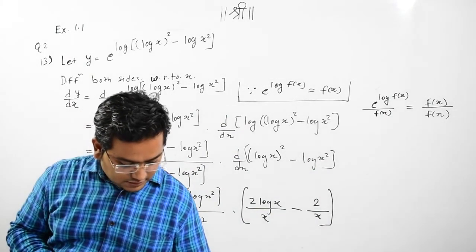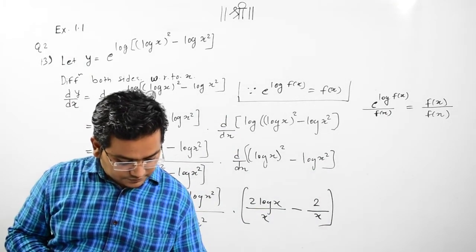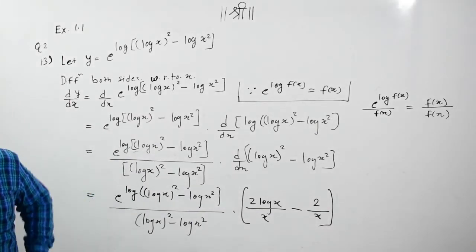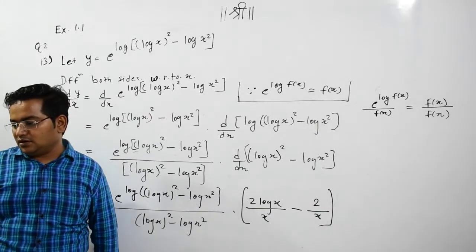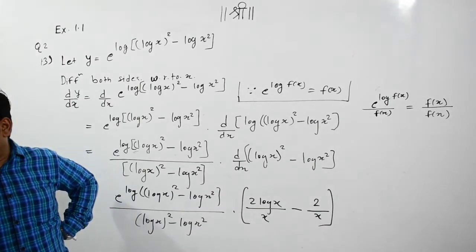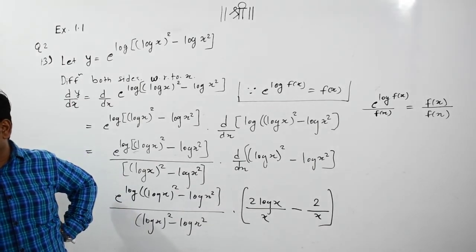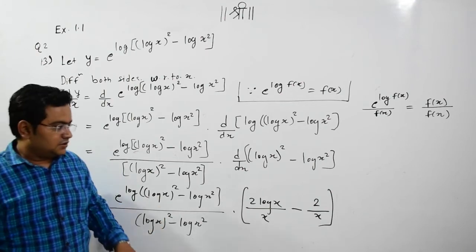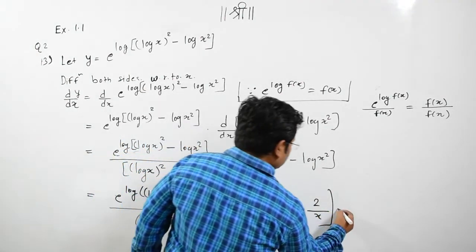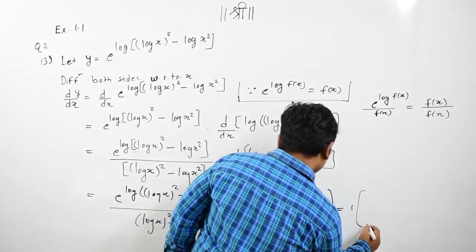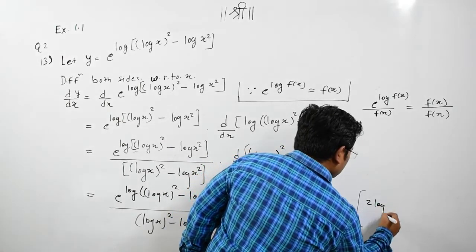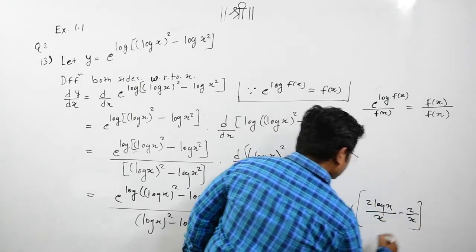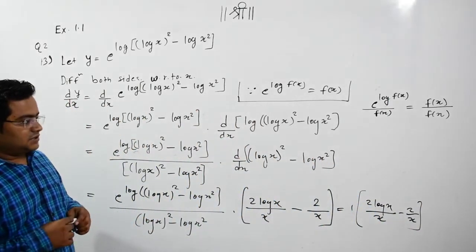Now again, the most important parameter which I would like to introduce. Question number 13, quite easy. Question number 13 was done by me right now in front of you. We have this, and this is equal to 1. So the final answer will be this much only: 1 into 2 log x divided by x minus 2 upon x. Okay, that's it. Now what is the next step?